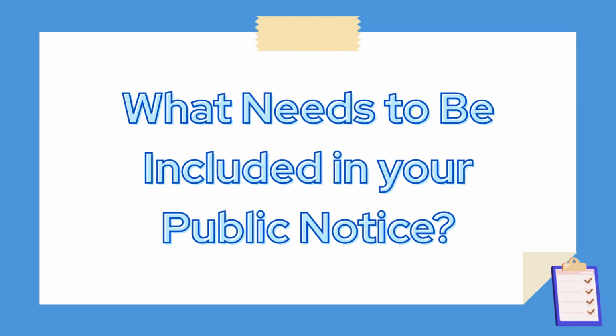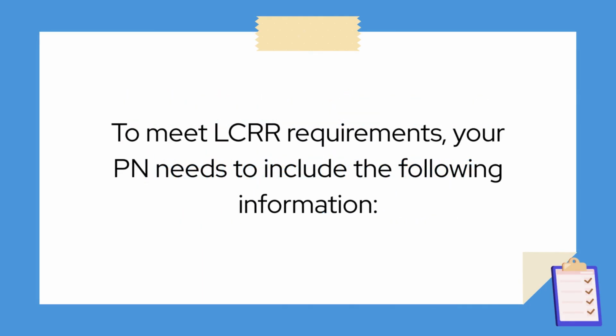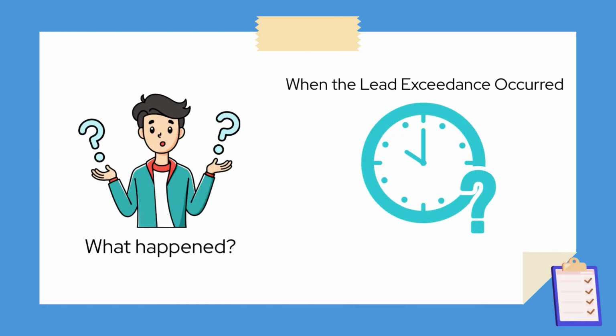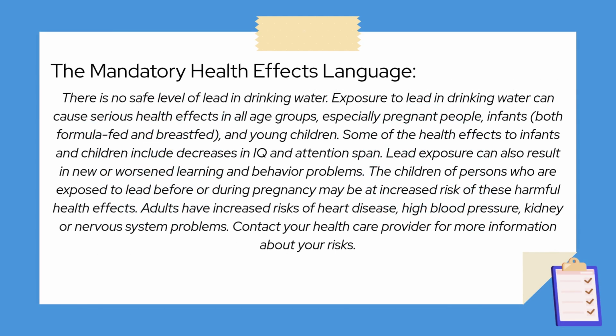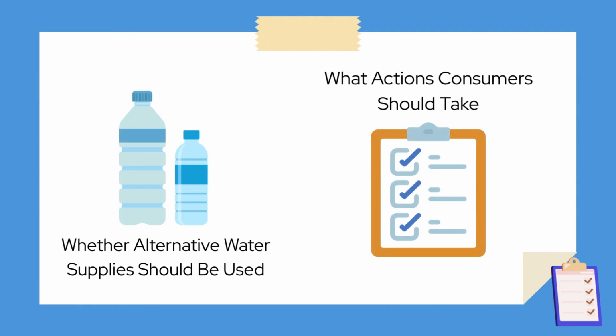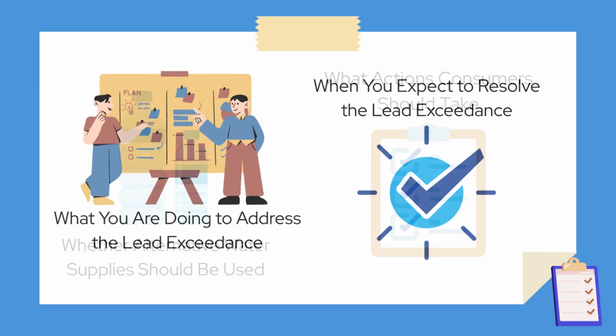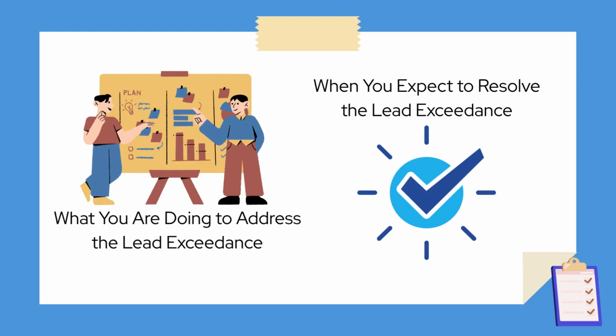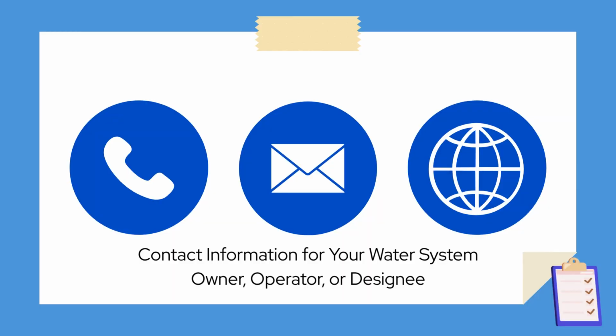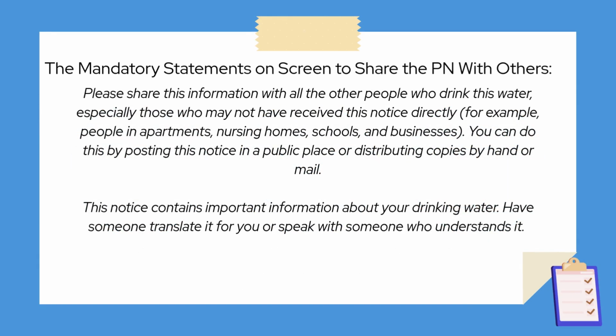What needs to be included in your public notice? To meet LCRR requirements, your public notice needs to include the following information. What happened that you exceeded the action level? When the lead exceedance occurred? The mandatory health effects language, shown here. Whether alternative water supplies should be used. What actions consumers should take. What you are doing to address the lead exceedance. When you expect to resolve the lead exceedance. Contact information for your water system owner, operator, or designee. The mandatory statement on the screen to share the public notice with others.